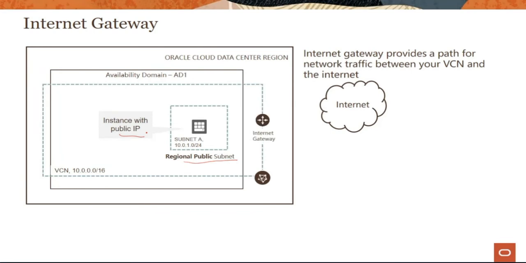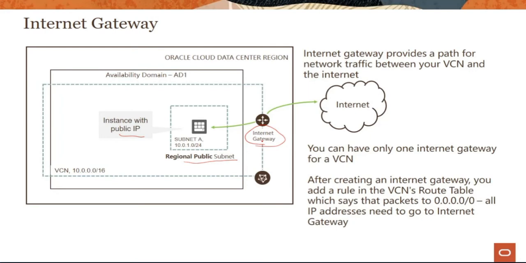So we create this thing called an internet gateway. It's a managed service, so you really don't need to care about the bandwidth or HA. All those are taken care of by Oracle. You create this internet gateway, and then using that gateway, the packets can go in and out to this instance in the public subnet.